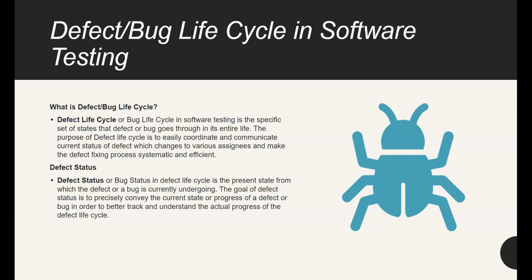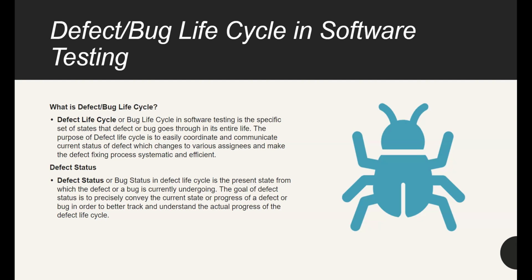If we find that there's any defect, we call it a bug. The purpose of the defect life cycle is to easily coordinate and communicate the current status of a defect with changes to various assignees, and to make the defect fixing process systematic and efficient.